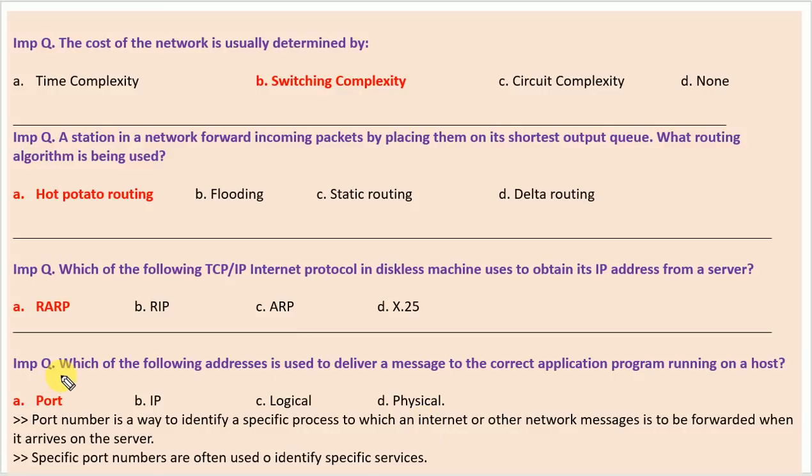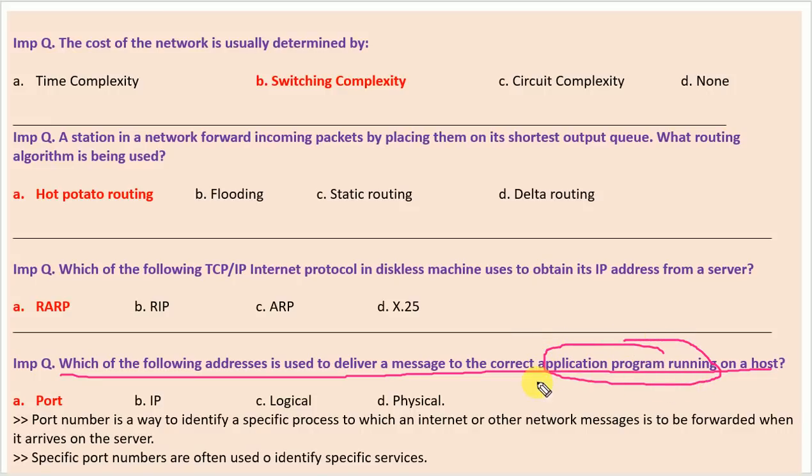So the next question is which of the following addresses is used to deliver a message to the correct application program running on a host? So what happens in this kind of question is what is the examiner asking is which of the following addresses is used to deliver a message to the correct application program. You have to deliver the message to the correct application program running on a host. Okay, so for that what you will use? You will use port number, IP address, logical address, physical address. So the correct answer is port number.